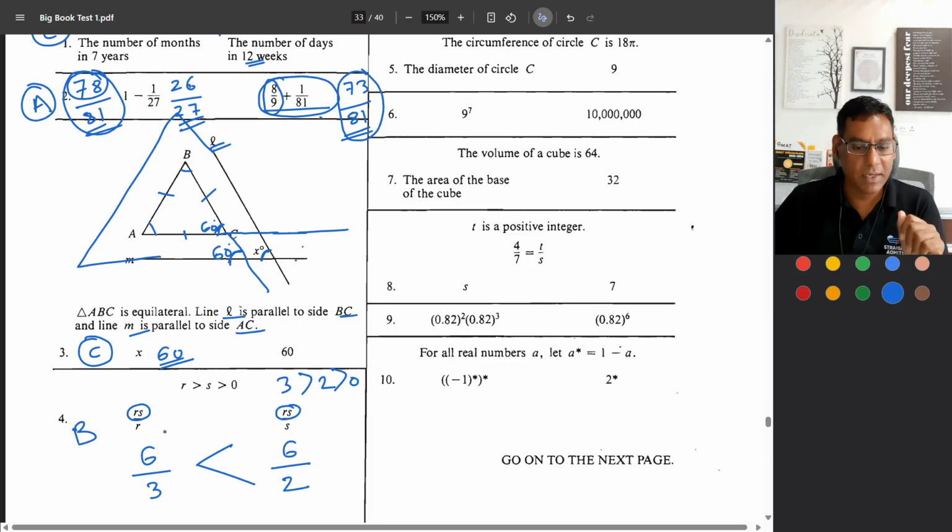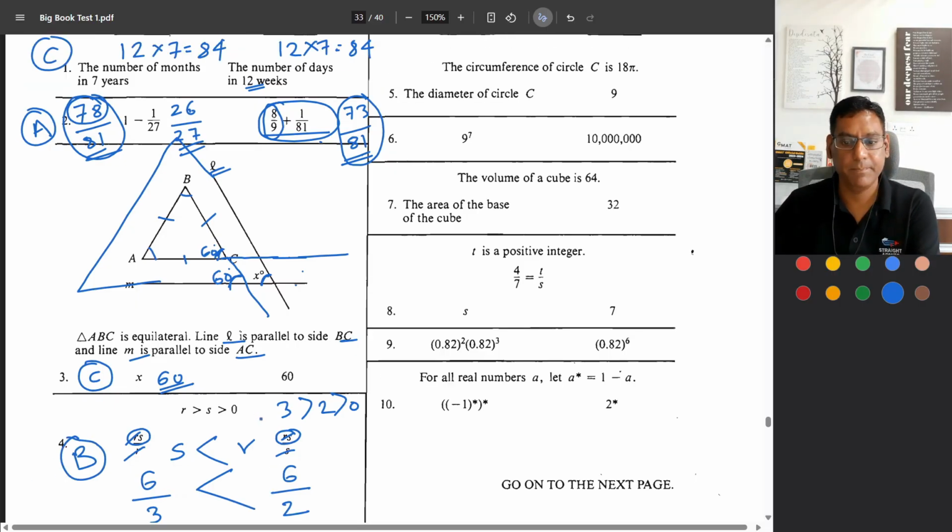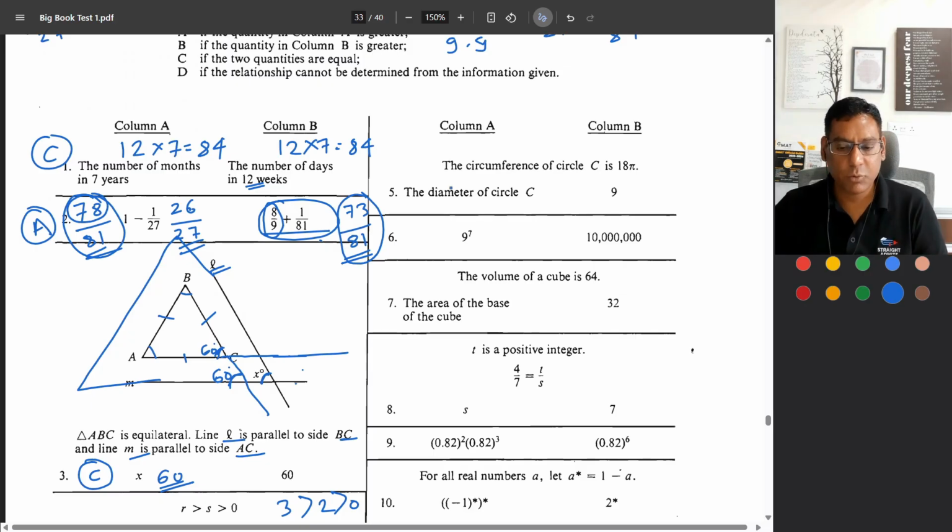Okay, you could do it the other way also. I mean, you could do R and R getting cancelled, S and S getting cancelled. So what do I have is S and R here. So S is smaller than R. Okay, again, multiple ways of doing it. Answer is going to be B. Let's look at question 5.